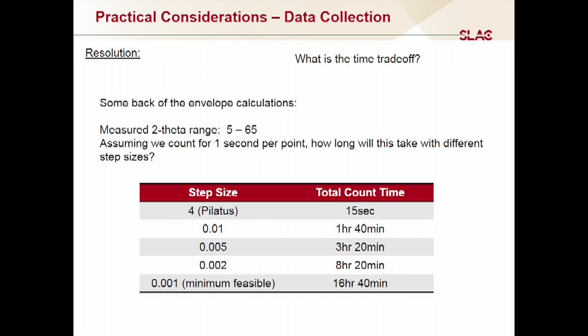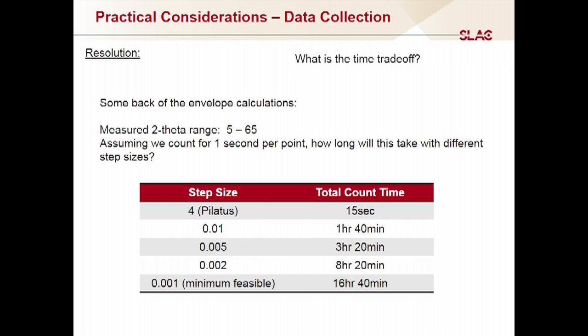We can think about the amount of time it takes to collect a diffraction pattern and the step size, the number of points that you need to collect. If we make a basic assumption that we want to cover a 2 theta range of about 5 to 65 degrees, so a total of 60 degrees of coverage, and we say that we want to count at 1 second every point, we can do some back of the envelope calculations, and if we're using a Pilatus, we may be able to cover that 60 degrees in only about 4 images.